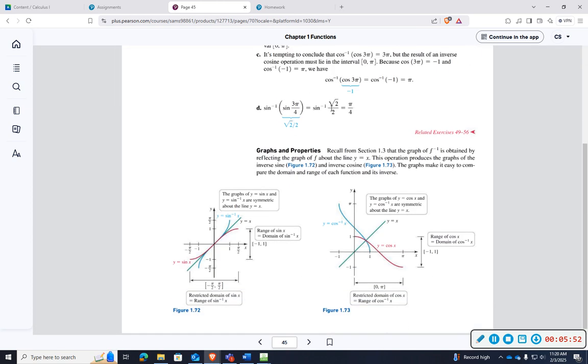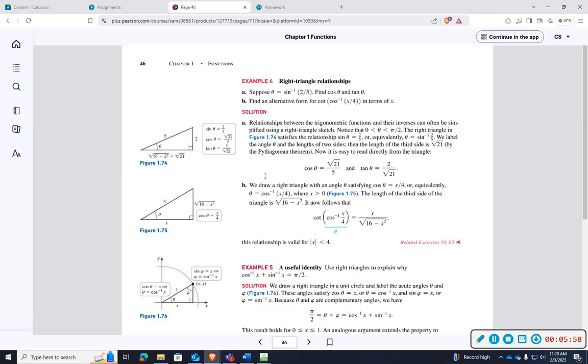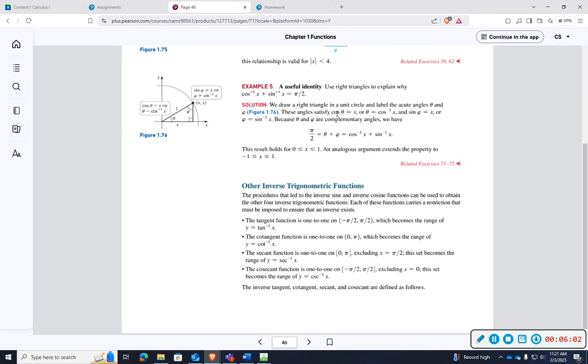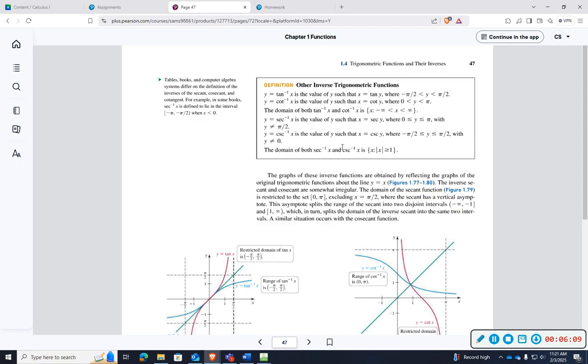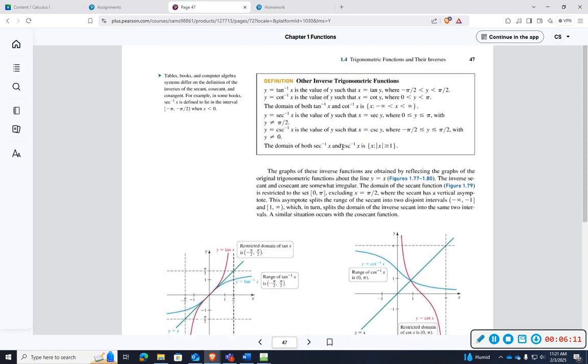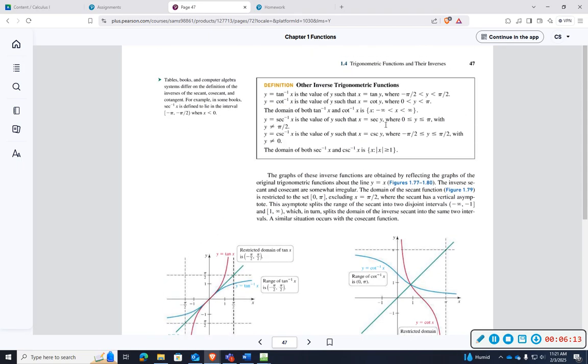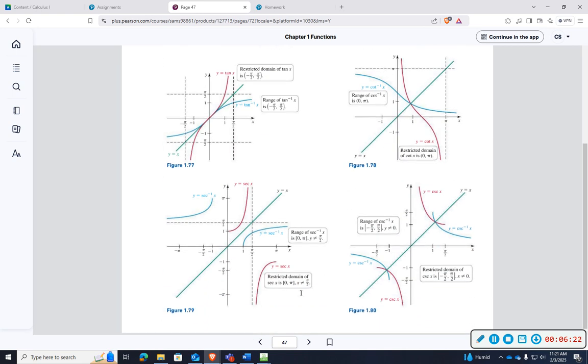All right, then you have some problems where they're solving it and giving some more properties. Right angle relationships here and some other useful identities. And just again another table of other trig identities and their inverses if you're going to do the inverse and their restrictions as well. Some graphics of those.